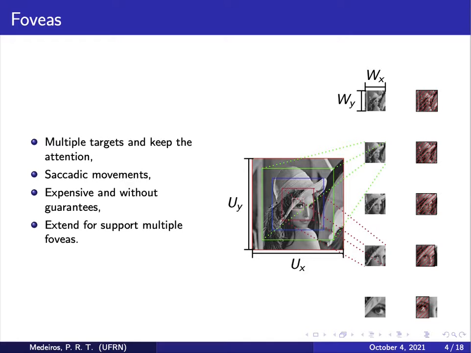During a task, we have multiple targets in the image and need to keep the visual attention on each of them. In this context, it's necessary to move the fovea between targets. However, these movements are expensive and without guarantees that all targets will be tracked. Trying to solve it, we extend the visual system to support multiple foveas.